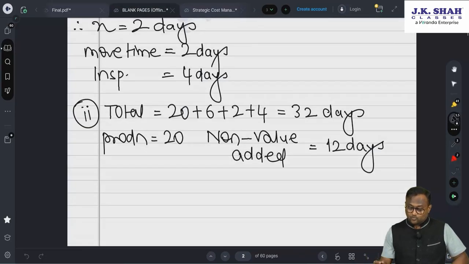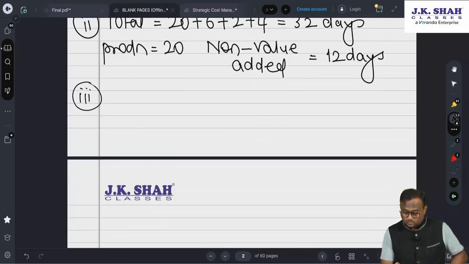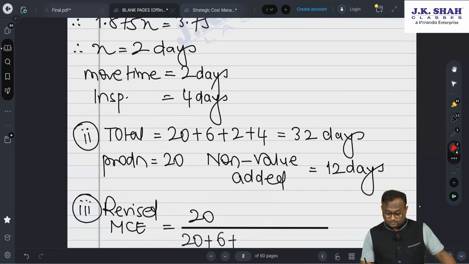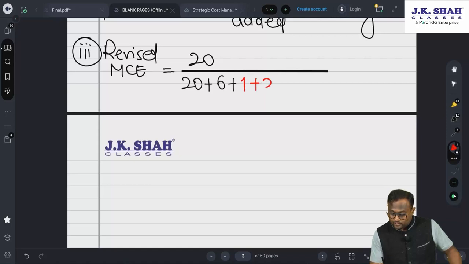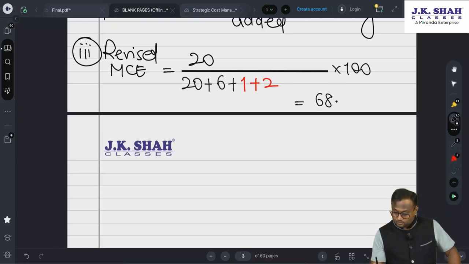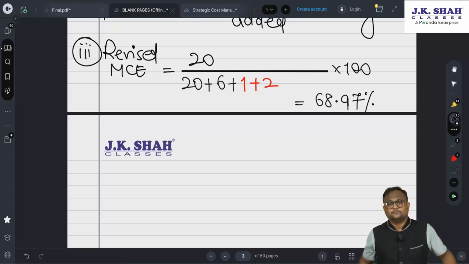Okay. If inspection time and move time is getting cut down, revised manufacturing ratio is 20 upon 20 plus waiting, this will not change. Instead of 2 days, it will be 1, instead of 4, it will be 2. So, 20 upon 29, that is 68.97%. 68.97% is your third answer, you are reducing it.